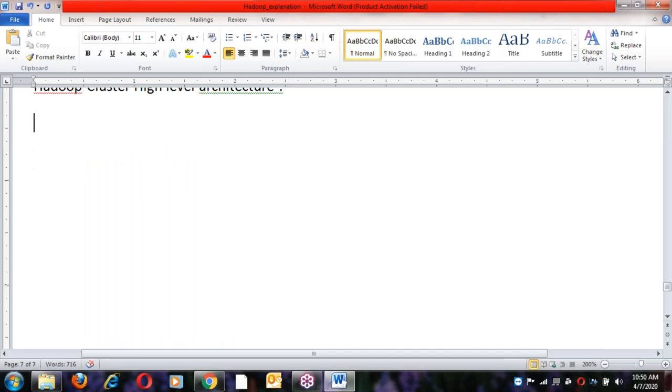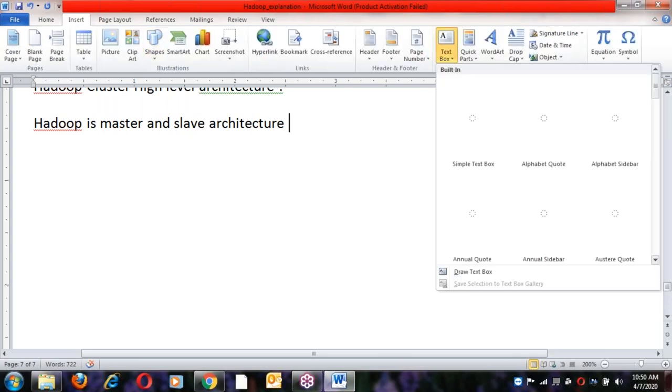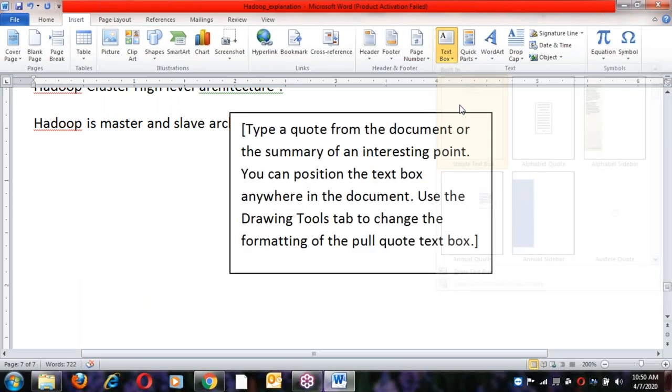Hadoop is a master and slave architecture. What is master? What is slave? Let us see one by one. Let me take a text box.